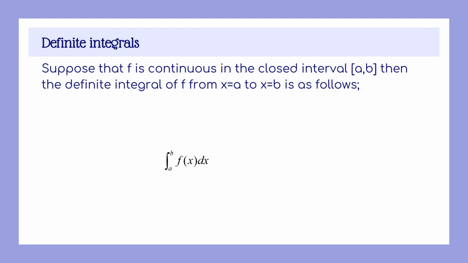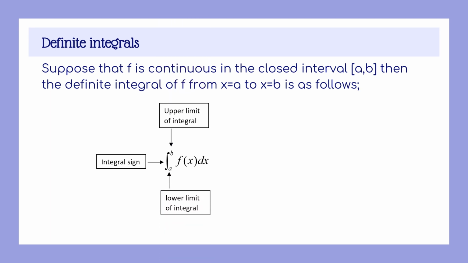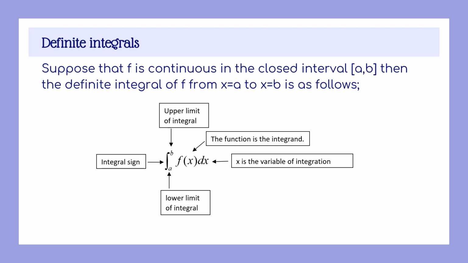The symbol here is the integral sign, and a is the lower limit of integral, b is the upper limit of integral. The function f(x) is the integrand, and dx is the variable of integration. We want to integrate with respect to dx. So this is what we call a definite integral. Senang nak ingat, jika ada limit a dan b, this is called as definite integral.